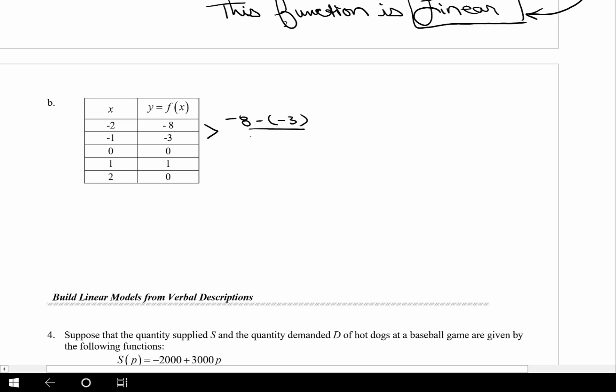We're going to do the same thing we did last time. We're going to use the formula for slope, and we're going to find the slope using each one of these sets of points.